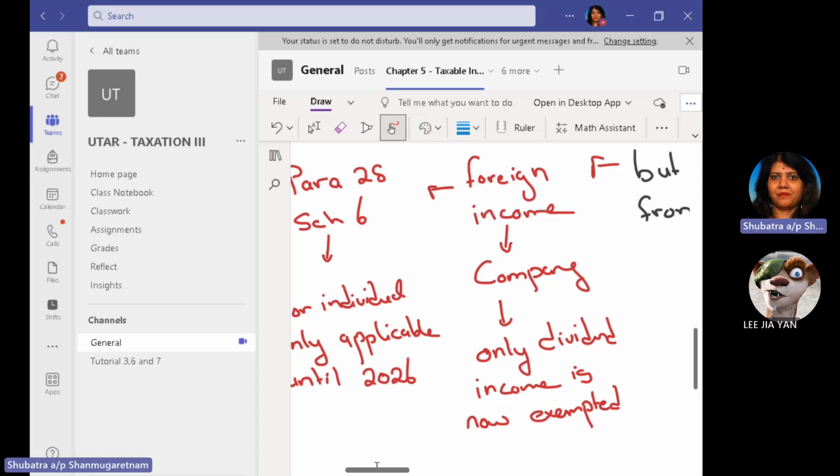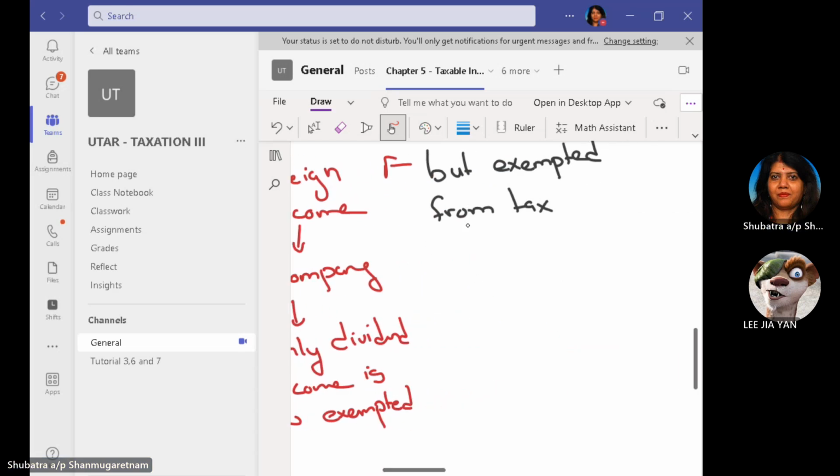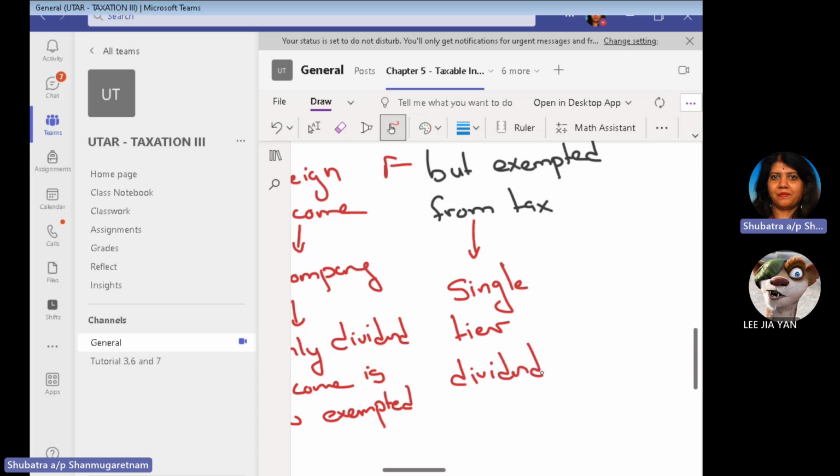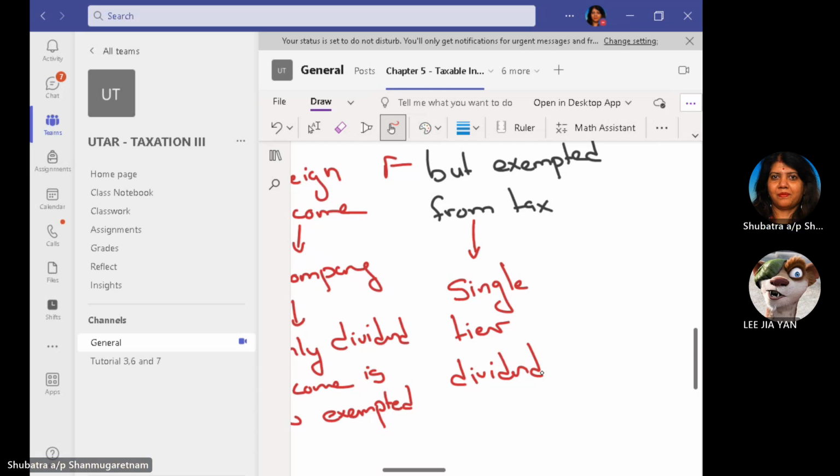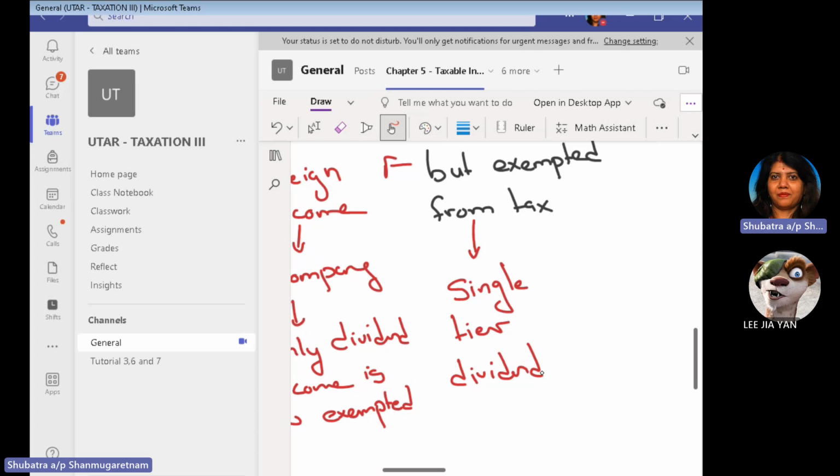Your next income that is exempted, your single tier dividend. Again, guys, if you look at your Section 4C, dividend is a taxable income. For now, it is exempted, so you don't really need to pay tax on it. All right?